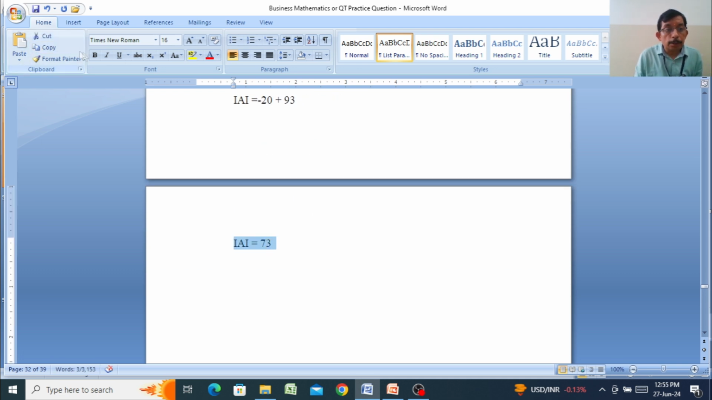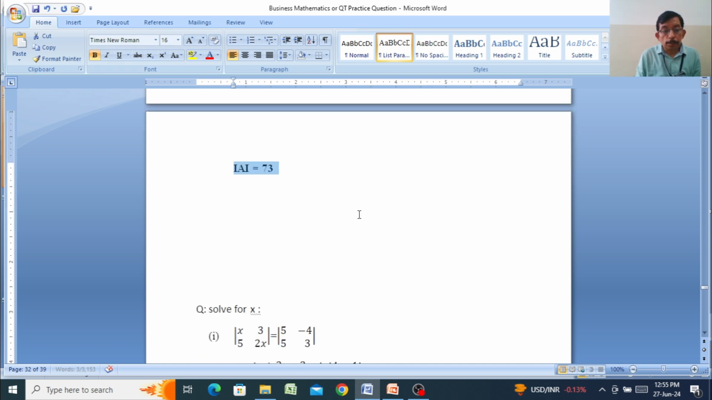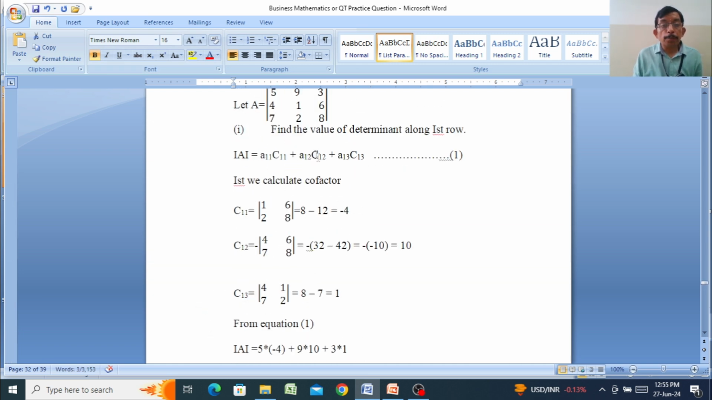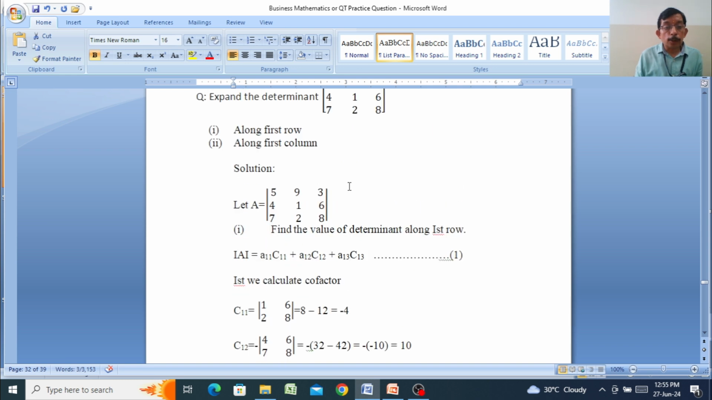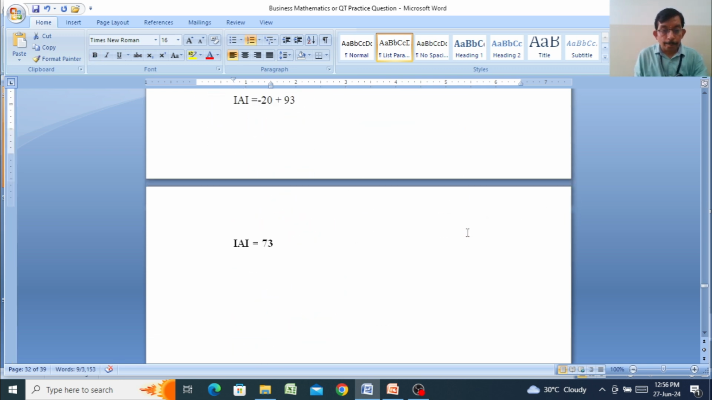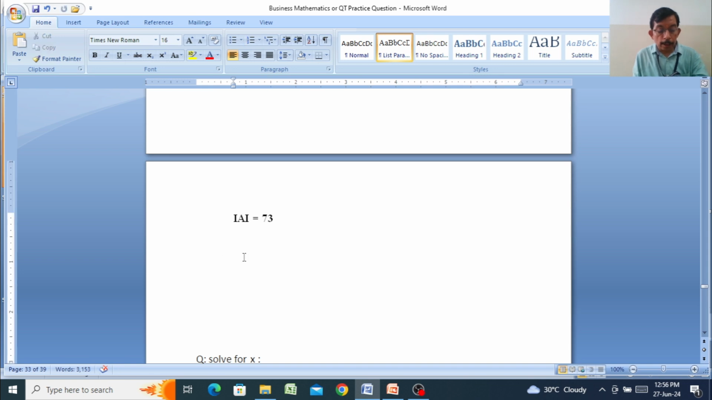Is it clear, everyone? This is the expansion of the determinant according to the first row. Now the second part is to calculate along the first column. Calculate the value of the determinant according to the first column.